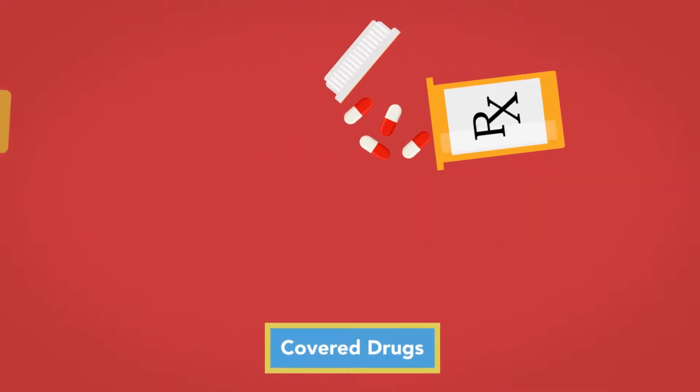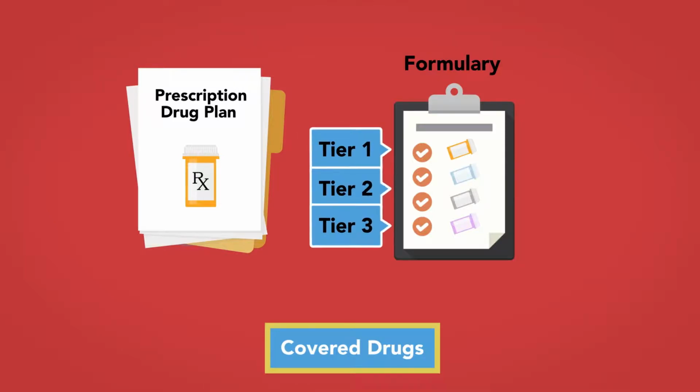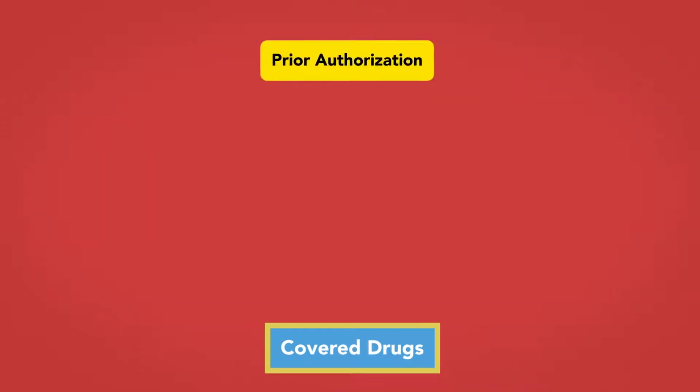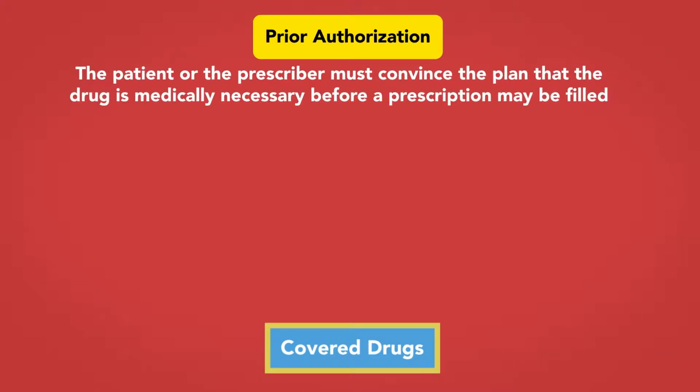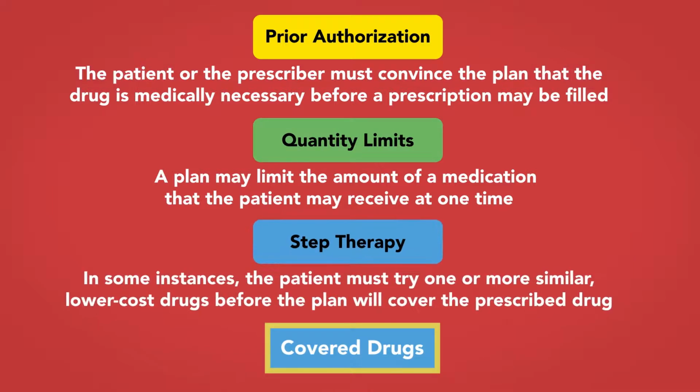Covered drugs. Every prescription drug plan has a list of covered drugs known as a formulary. When we looked at premiums, we discussed how drugs in a plan's formulary may be assigned to various tiers, and how this may result in payment restrictions. There are some additional rules that a plan may apply to payment decisions, including prior authorization. The patient or the prescriber must convince the plan that the drug is medically necessary before a prescription may be filled. Quantity limits. A plan may limit the amount of a medication that the patient may receive at one time. And step therapy. In some instances, the patient must try one or more similar lower-cost drugs before the plan will cover a higher-cost prescription drug.